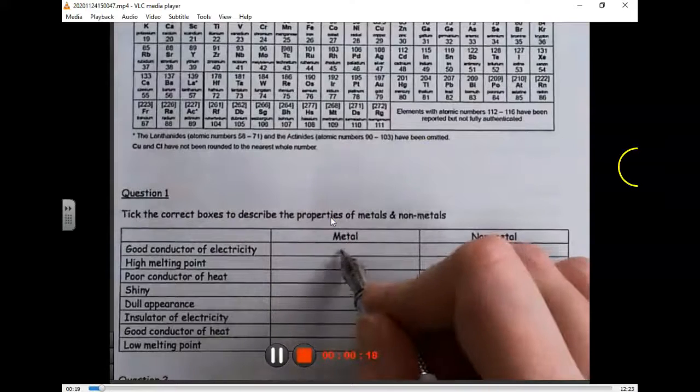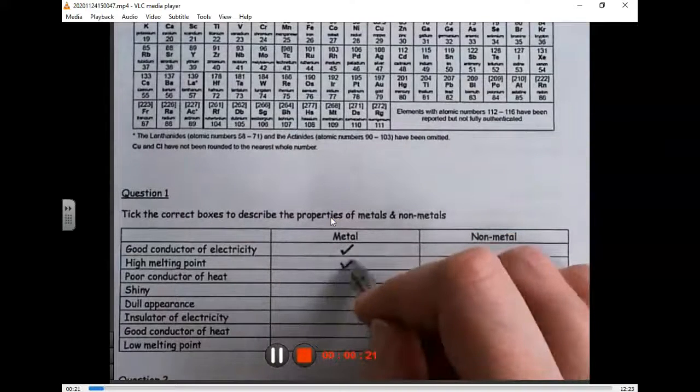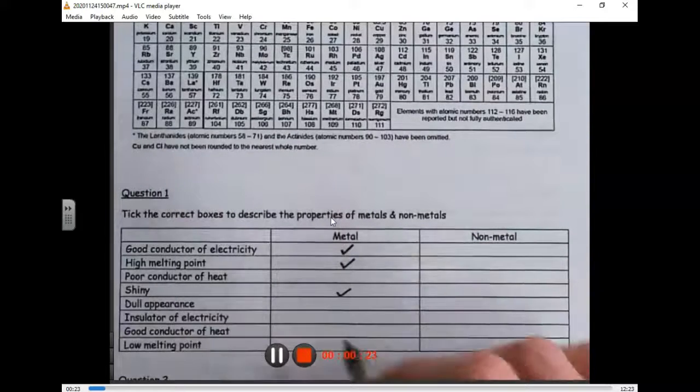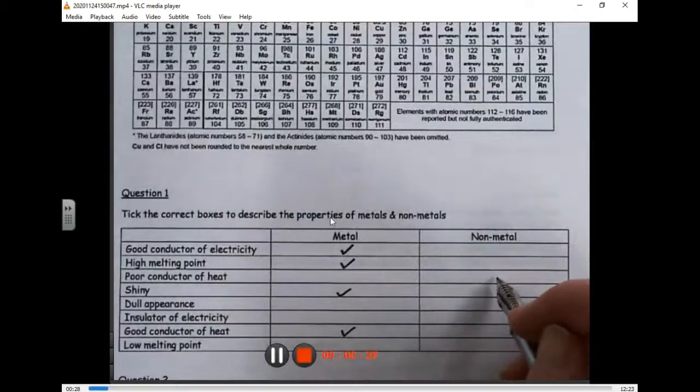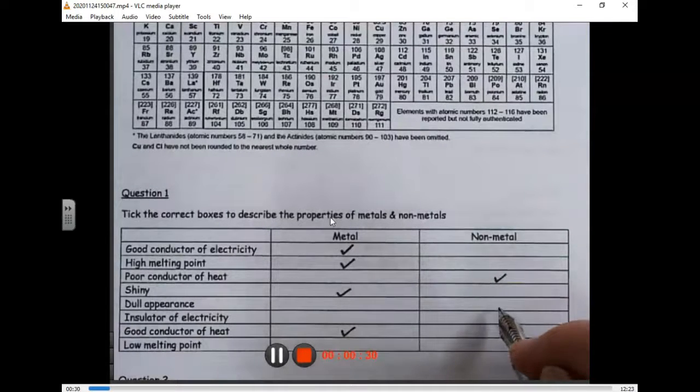So metals are good conductors of heat, they have high melting points, they are shiny, and they are good conductors of heat. Non-metals are poor conductors of heat, they have dull appearances, they are insulators, and they have low melting points.